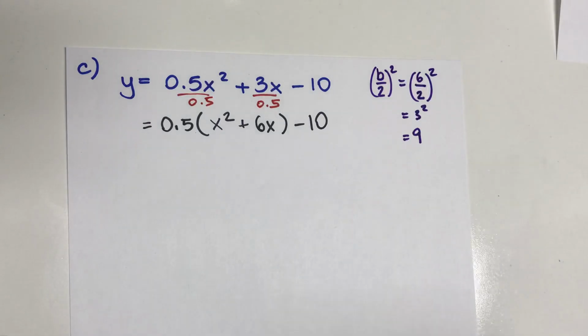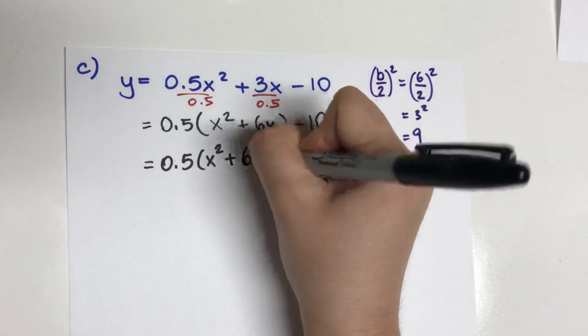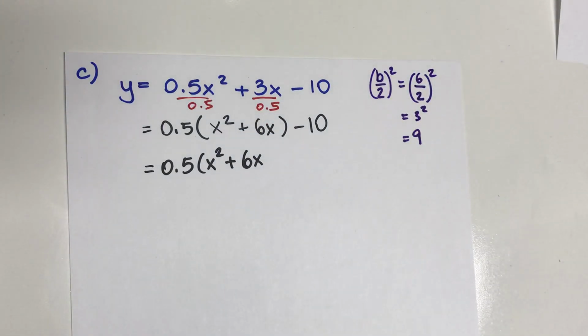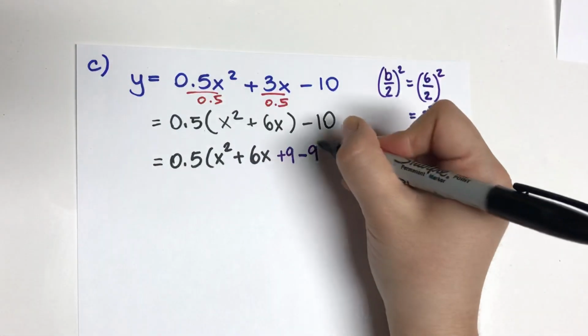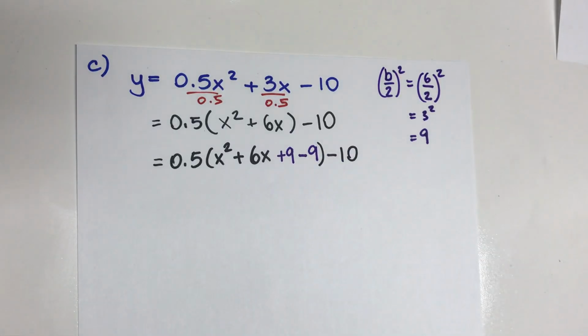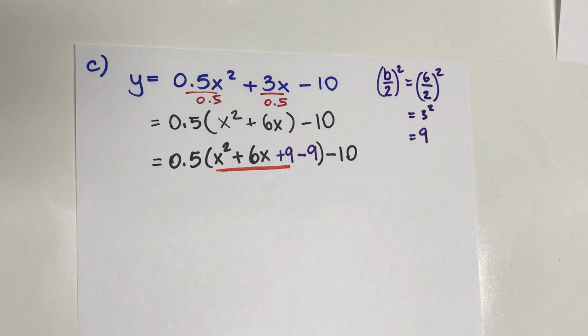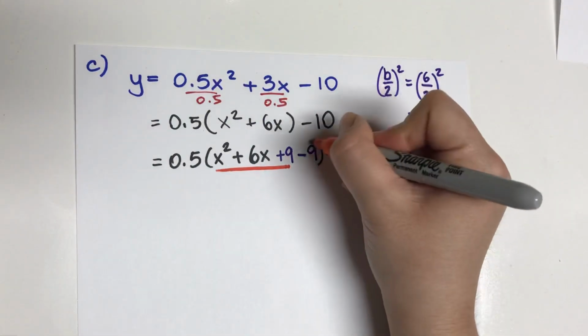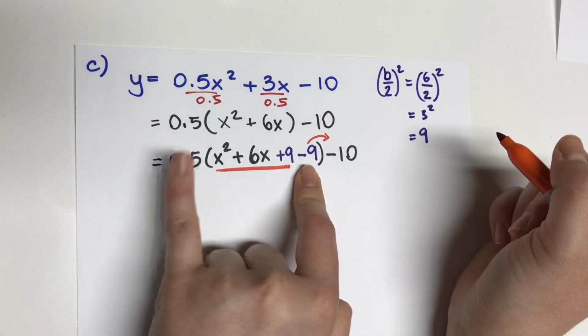So I'm going to write everything the same way as it is in the last line. But I'm going to add plus 9 minus 9 after the 6. And then everything else, bracket minus 10. So I have 0.5, and then in brackets x squared plus 6x plus 9 minus 9, bracket minus 10. Looking at it, my perfect square trinomial is right here. So I need to get rid of the minus 9. I'm going to bring it outside of the brackets. Before I do that distributive property, I have to multiply it by 0.5.